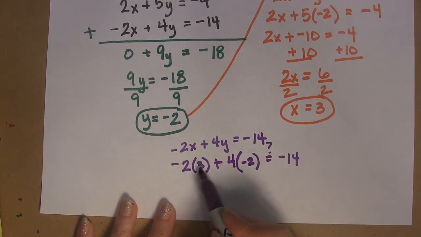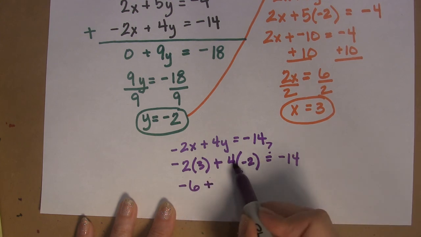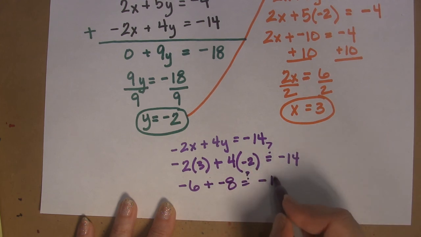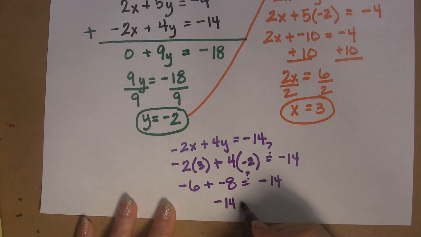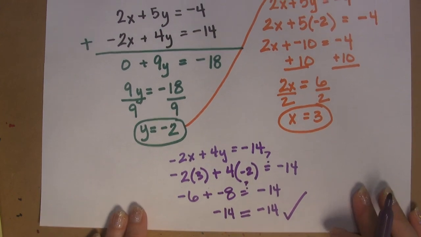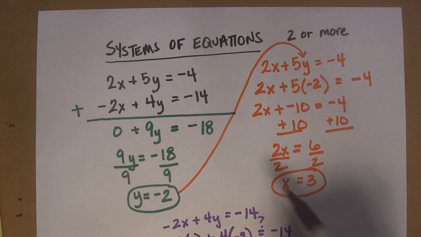Well, let's see. Negative 2 times 3 is going to give us a negative 6, plus 4 times negative 2 is going to give us a negative 8. Does that equal negative 14? It sure does. So we know that we've done our math correctly. That is how you add together systems of equations.